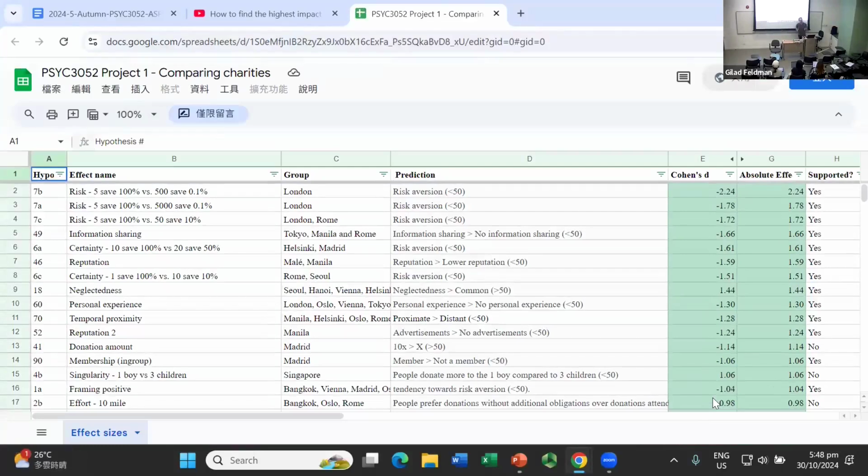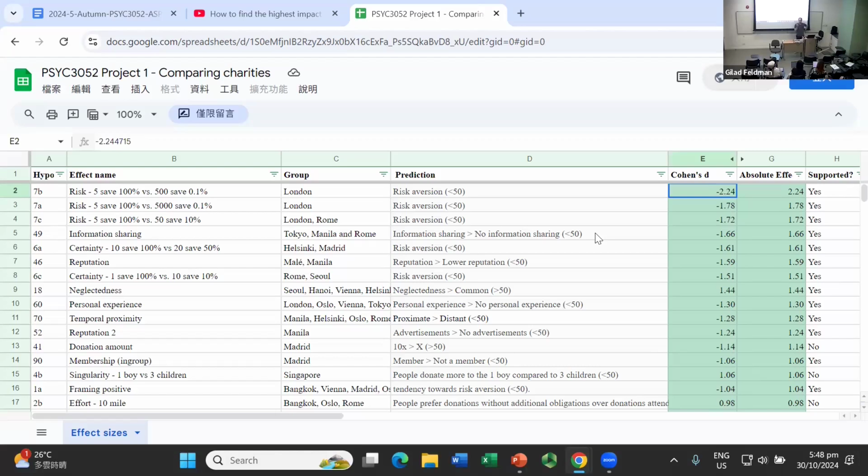And actually, it's a competition. So the best performing teams get a bonus. What is the best performing? The ones that identify the most impactful factors. So the bigger the effect, the better. So I just want to show you just how impactful those are. By now you know what a Cohen's d is. So here we have, the biggest one was a Cohen's d of 2.24. What was this about? Risk aversion.